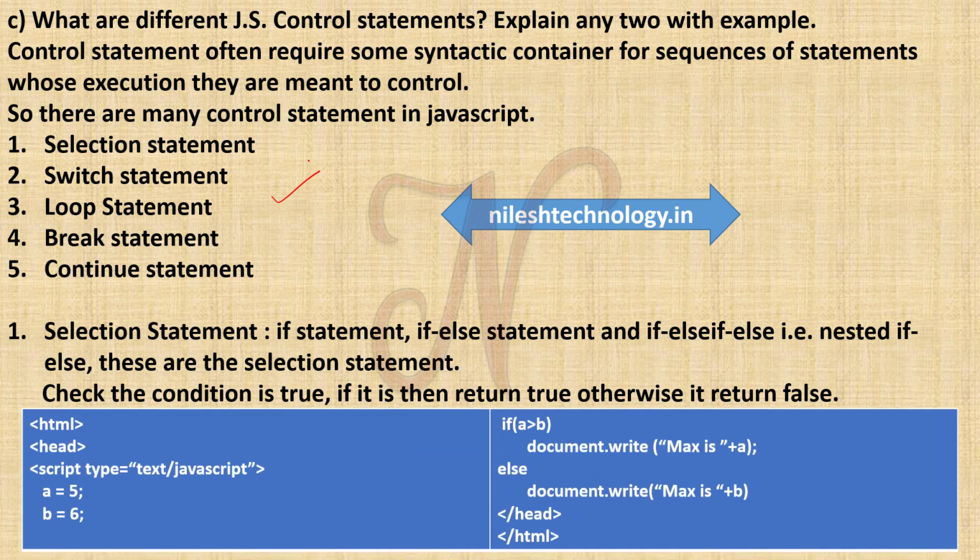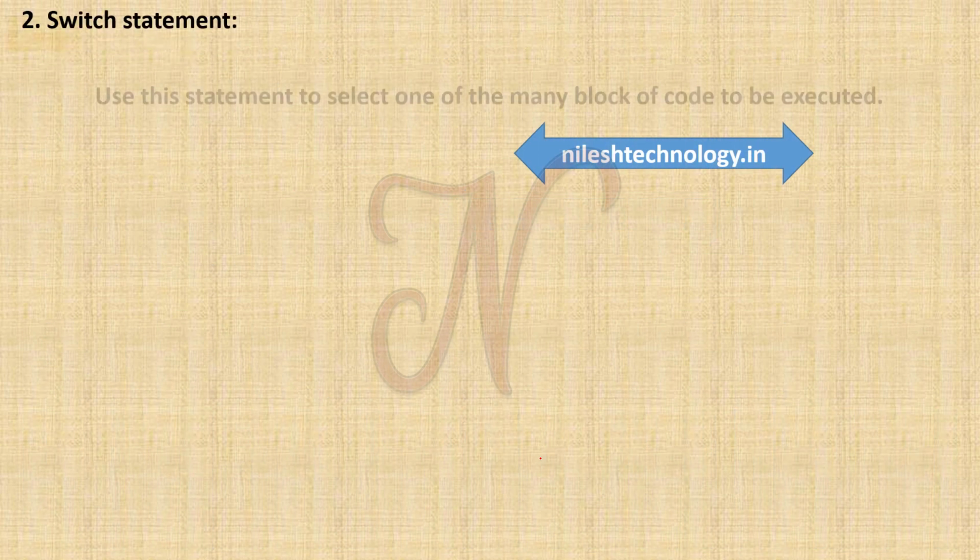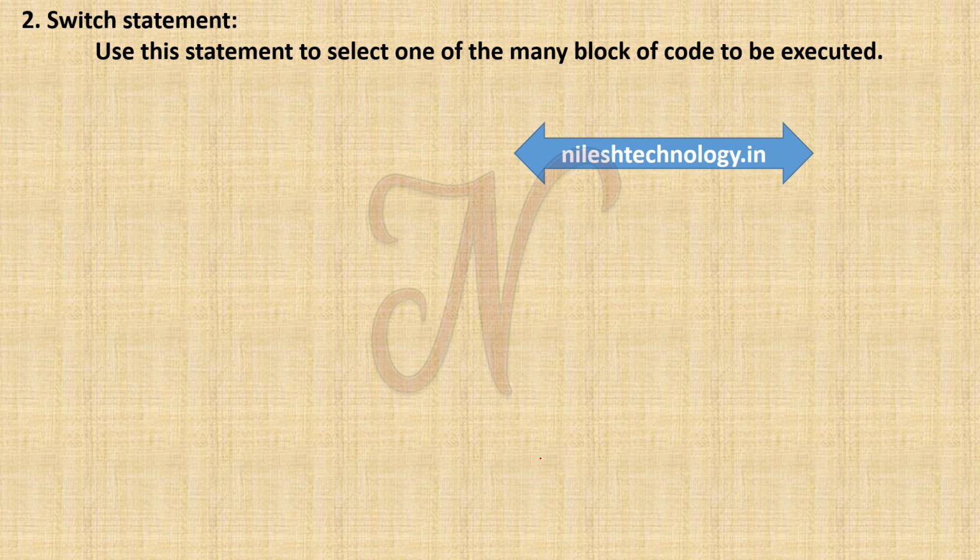See here a basic example in JavaScript. Here we define one script in the HTML head and declare two variables. Then check if A is greater than B, then print max is A, otherwise print max is B. Then second is the switch statement. Switch is used for multiple selections. In multiple selections, when you want to access or print one block, then instead of if else the switch statement is beneficial.